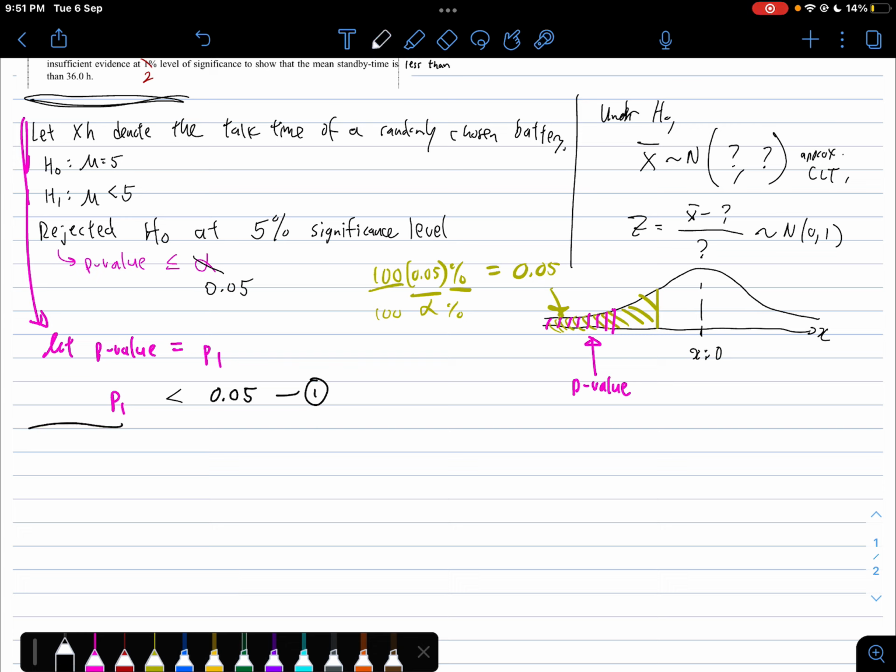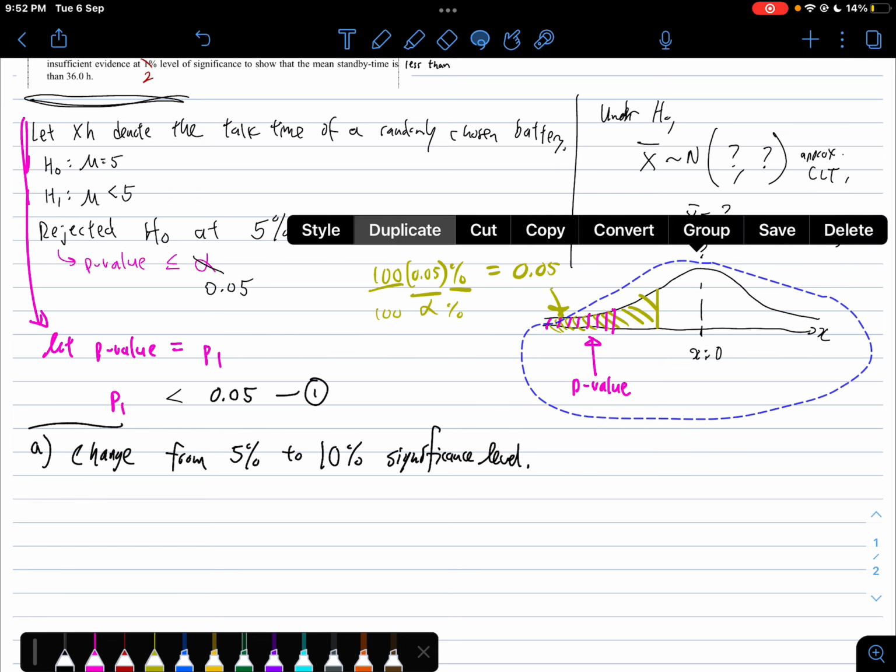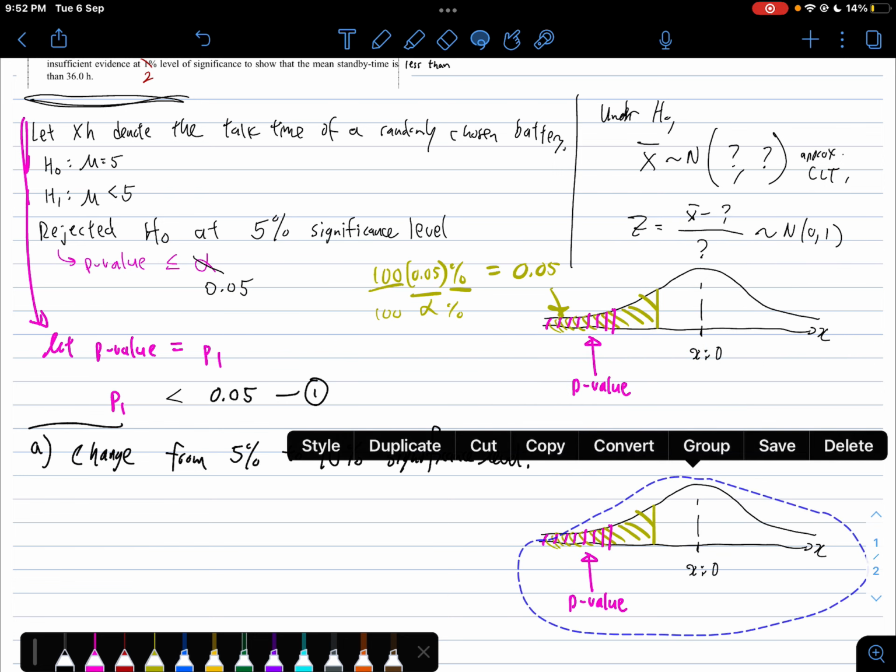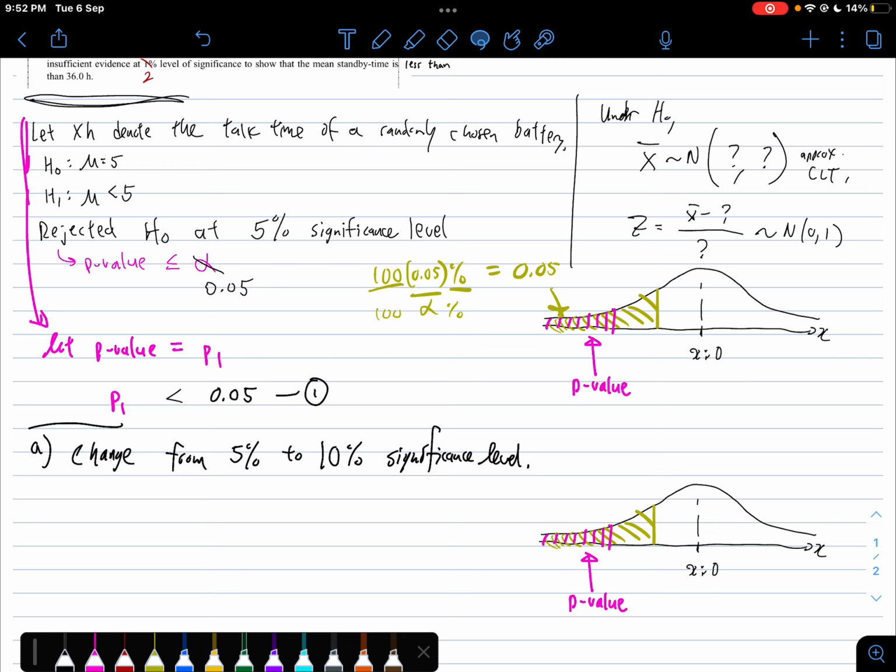The first scenario, this is part A. We change from 5% to 10% significance level. In terms of a graph, how does it look? It just means that our p-value here still stays the same, but our green area here increases. We have an additional portion here. Why? Because this time the new, updated green area has a total area of 0.10, 10%.